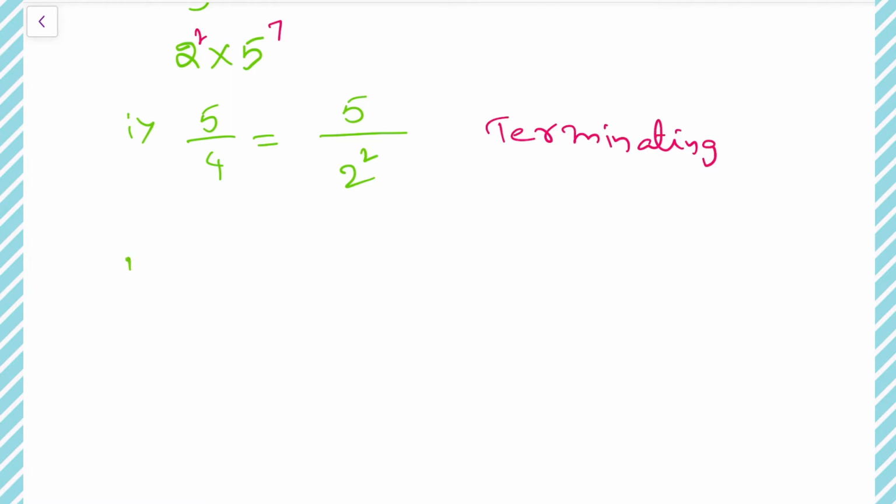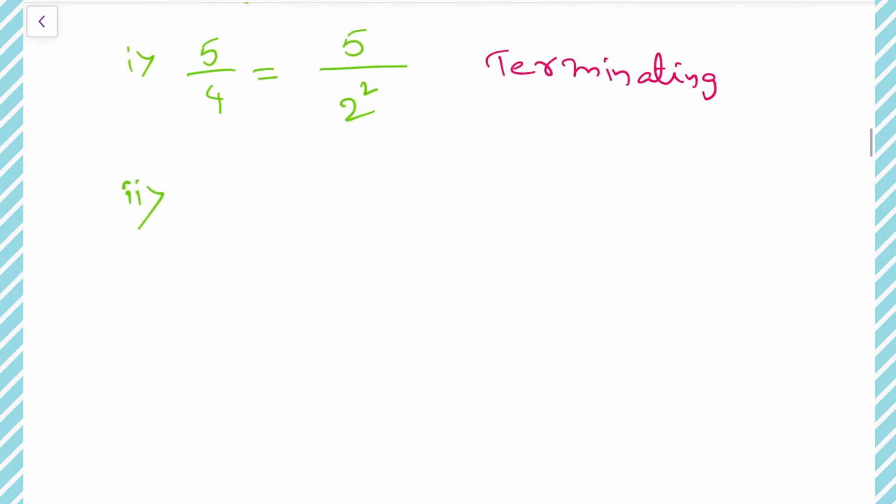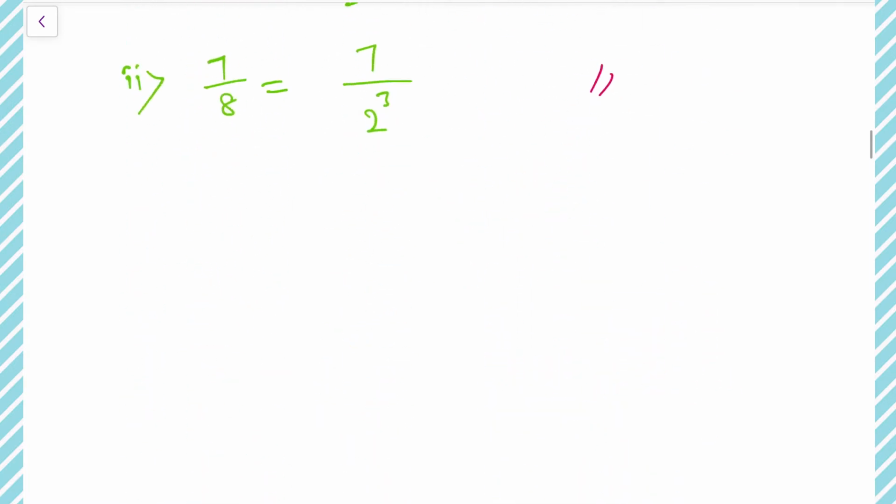Next, second question. 7 by 8. If we do prime factorization, we can write it as 2 cube. In this case also, in the denominator only number 2 is there, so definitely this is also terminating. Next question then, 7 by 25.